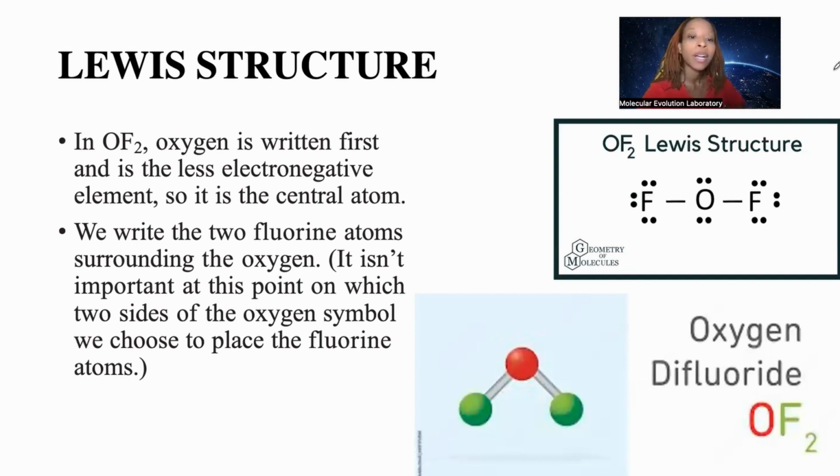In oxygen difluoride, oxygen is written first and is the least electronegative element, so it is the central atom. We write the two fluorine atoms surrounding the oxygen. So the first thing again, the oxygen comes first, it is less electronegative. You find the number of valence electrons, which is 6. We have two fluorine atoms, which each have 7 valence electrons. So in each case, you will need 1 more electron, so you would need 3 lone pairs to satisfy the octet rule.